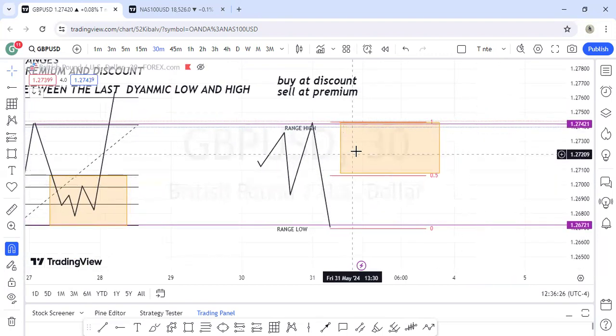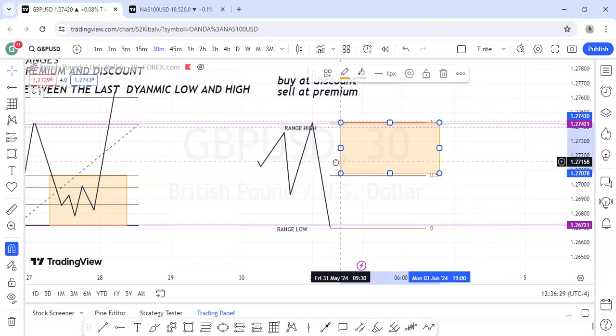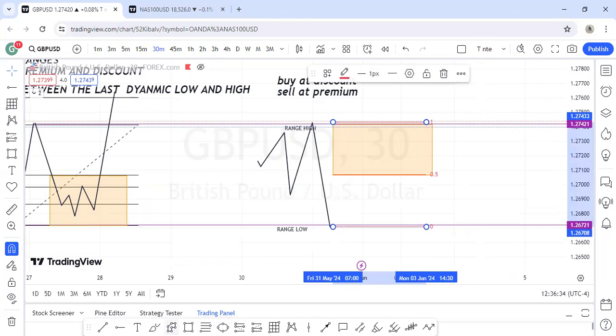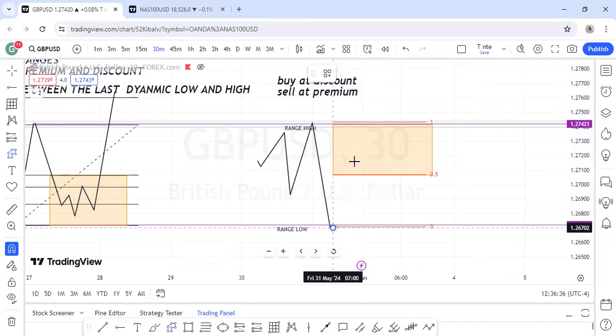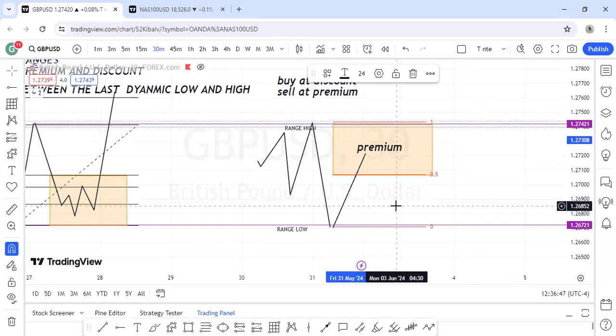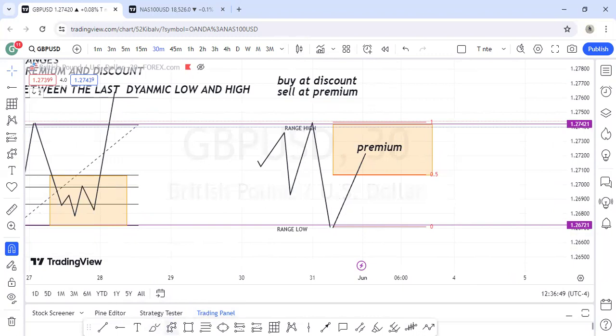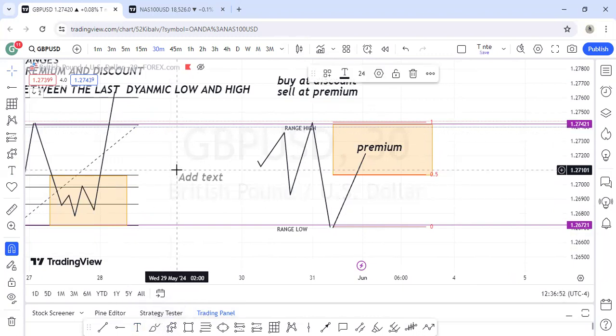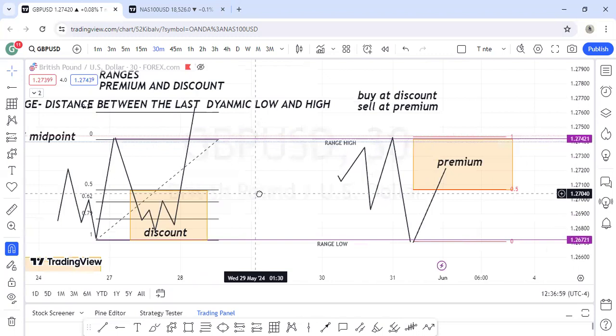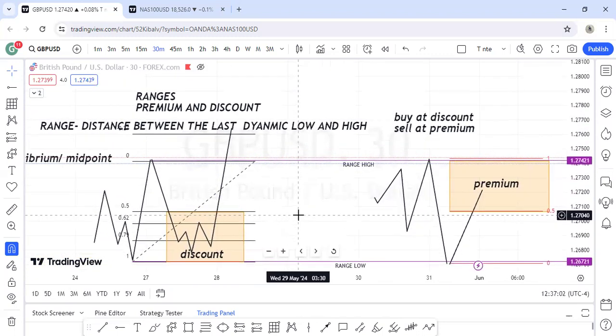So now you mark this, right? What are you doing? You're looking for sells inside your premium. So remember what I told you guys: premium is for sells, right? While discount is for buys. Very, very simple strategy. So this is a discount level and it's for buys. This is exactly what you should be doing as a smart money-minded trader.